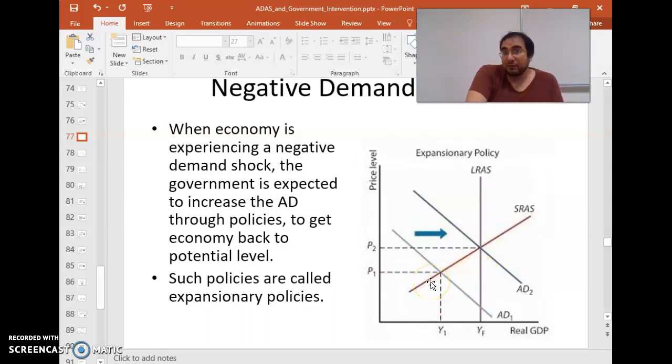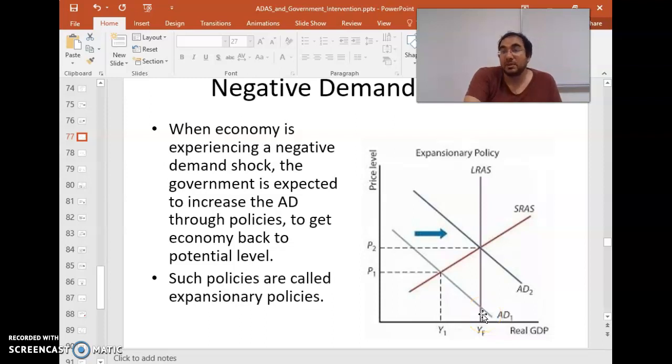But if you wait long enough, the change in the expected inflation rate will shift the SRAS curve, and in the end you will come back to this point: the potential output again, with a lower price level or lower inflation level. But this process might take a long time.